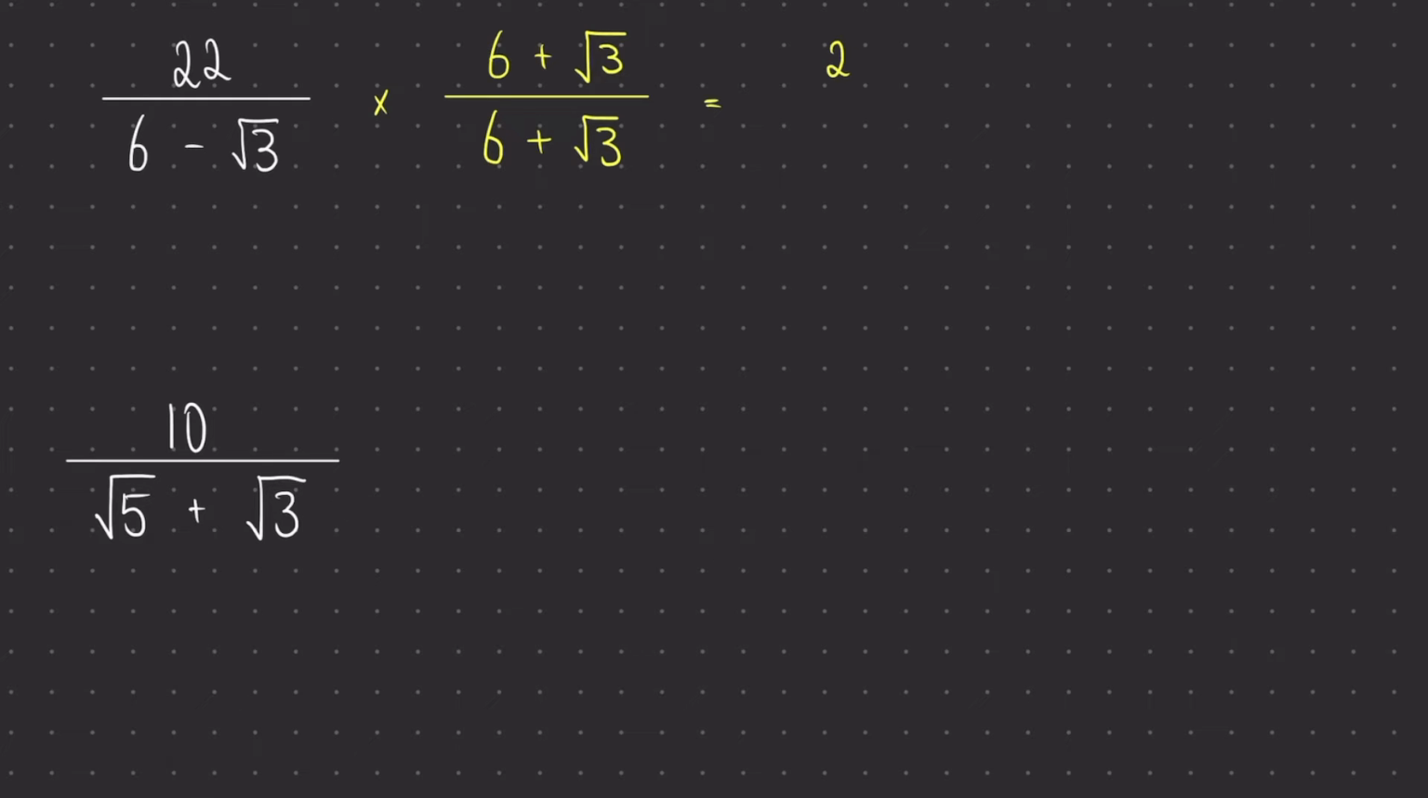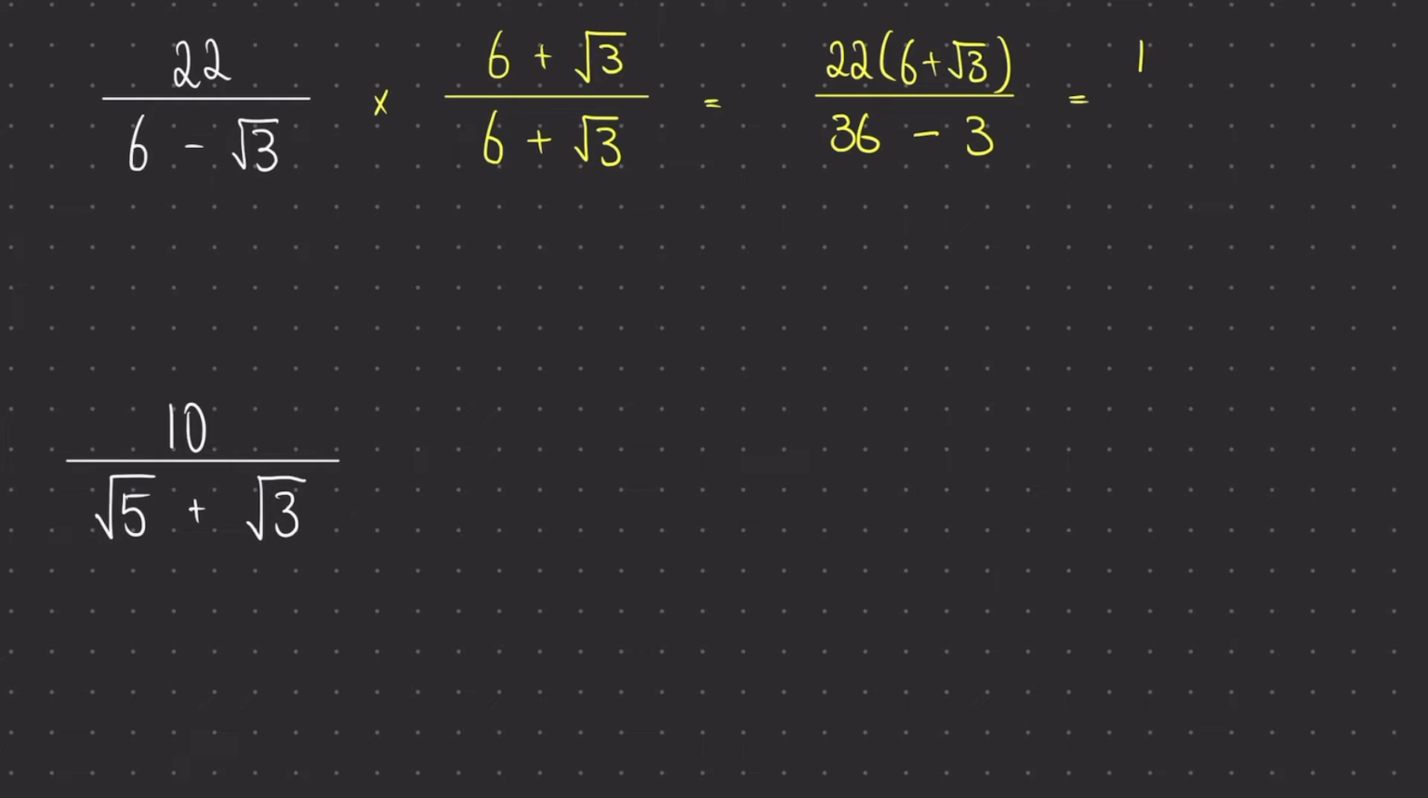Let's expand out this multiplication. So we've got 22 brackets 6 plus root 3, and on the bottom we're going to have the 6 times a 6, so 36. Remember that the central two terms will cancel, and finally we're going to be doing minus root 3 times plus root 3. So the root 3 times root 3 will give me 3, and then the minus plus will give me a minus. So that will be minus 3.